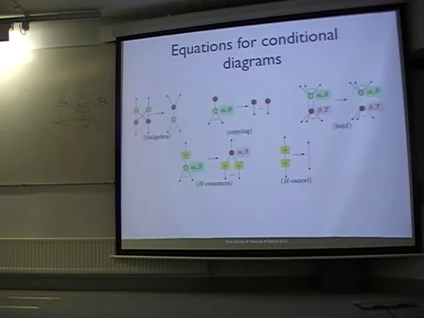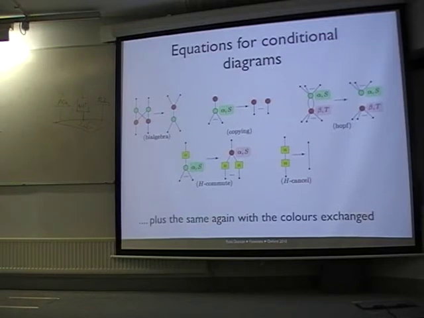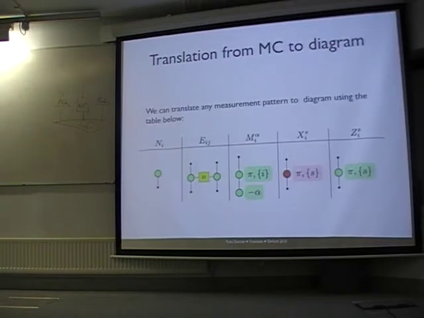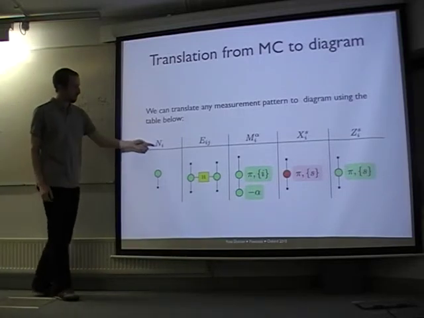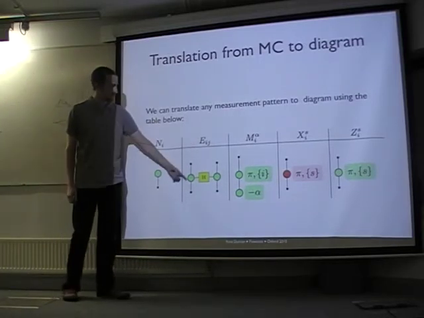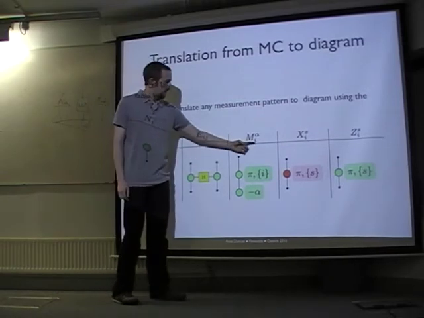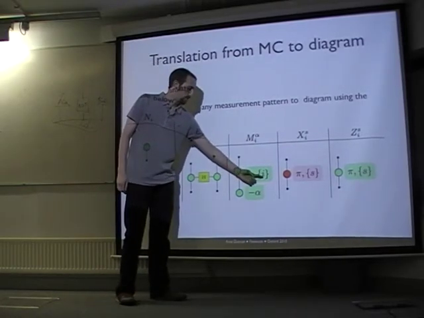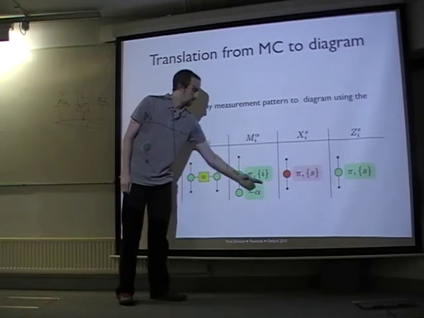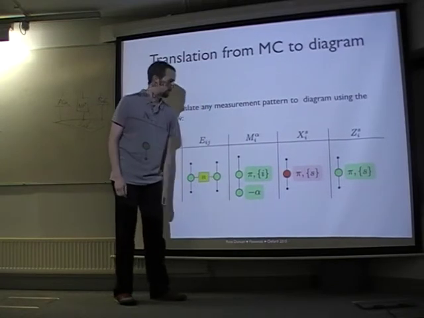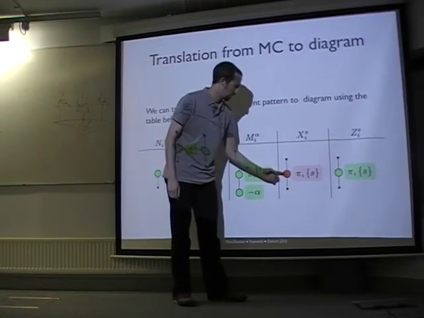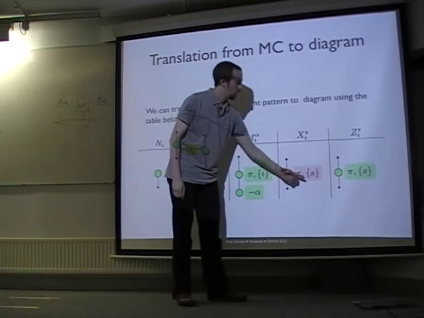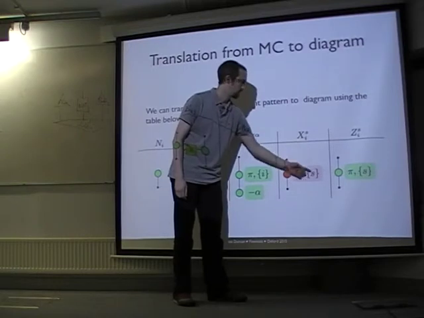Okay, and so similar annotations for the other rules, and with colors exchanged. So now I can translate this measurement calculus syntax into diagrammatic syntax exactly. So the new qubit is just the same, the entangling operation is just the same. Measuring qubit i, put in here a new variable i, which is going to tell me which outcome I saw, and then the corresponding projection. And my correction operators are just a red dot or a green dot with pi, and again, a variable which comes from here.